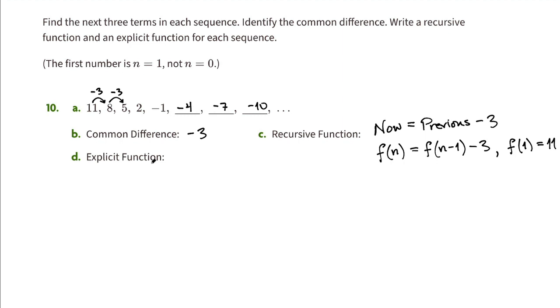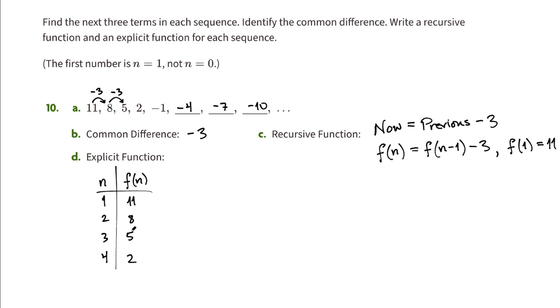Now to find the explicit function, I'm going to create a table of values. We'll call it n and f of n. So n is the term number, 1, 2, 3, 4. I start with 1 here because it says that the first number is n equals 1. And then the first term is 11, and the second term is 8, and the third term is 5, and then 2, and so on.